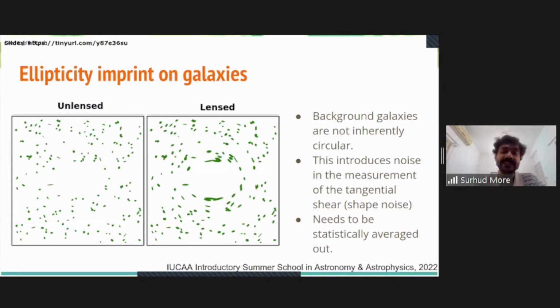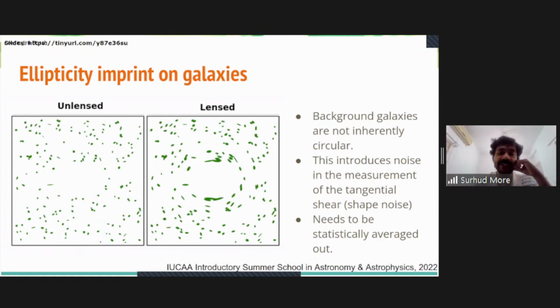So what do I mean by statistically? You take many different galaxies, say suppose in this particular patch, right? And you average out their ellipticities. Then what will happen is if these galaxies are completely unlensed, when you average out these ellipticities, because galaxies on average will be completely randomly oriented, the average ellipticity intrinsically of these galaxies should be 0.